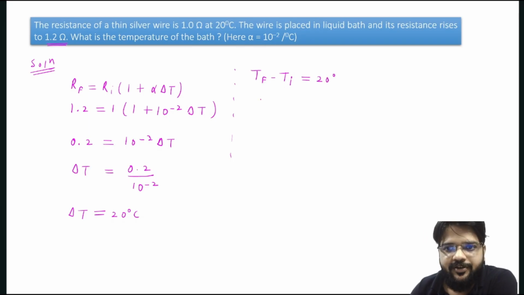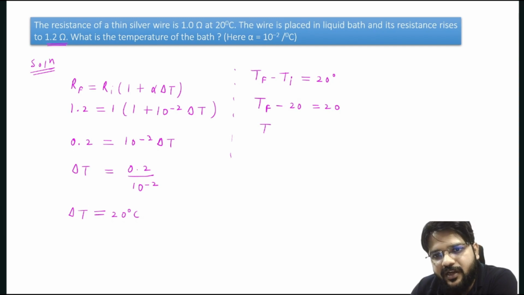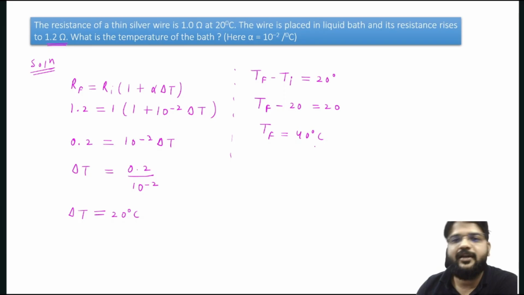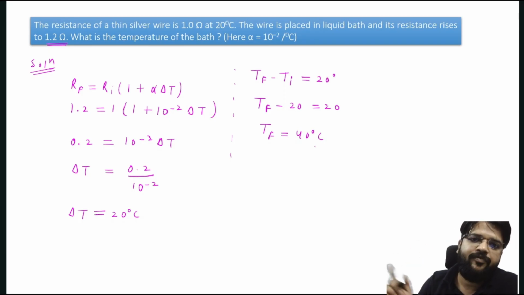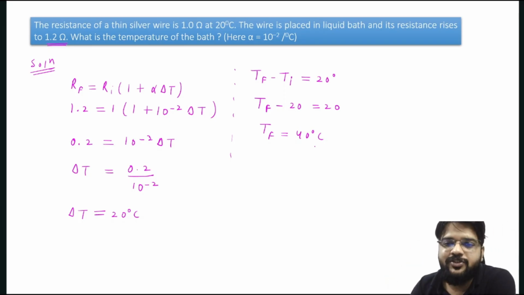So what is the final temperature? Final temperature we don't know. Final temperature depends on the liquid temperature, and the liquid temperature we want. And the initial temperature of the wire is what? It is 20 degrees Celsius. So now final temperature we are getting is 40 degrees Celsius, correct? So the final temperature of the wire and the final temperature of the bath should be the same. Is it clear? So that's why the final temperature, or the temperature of the bath, is 40 degrees Celsius.